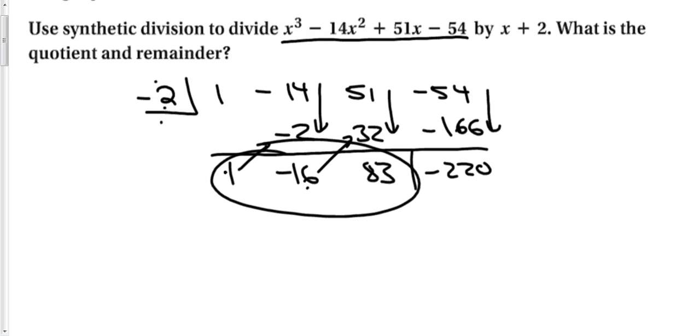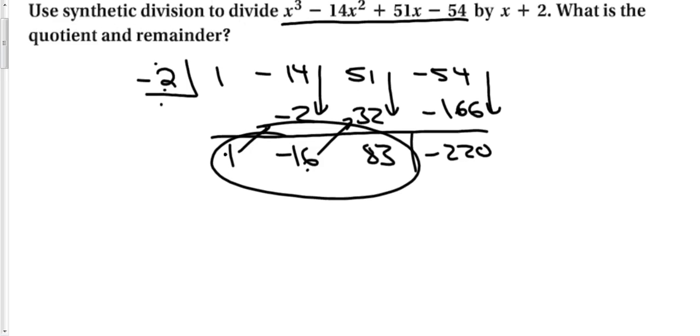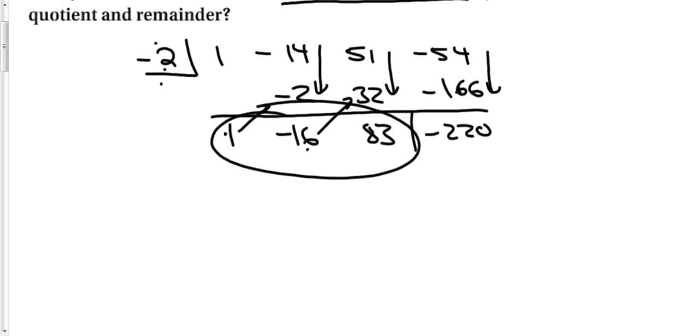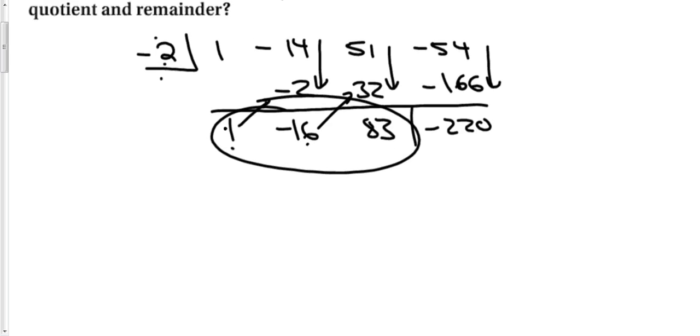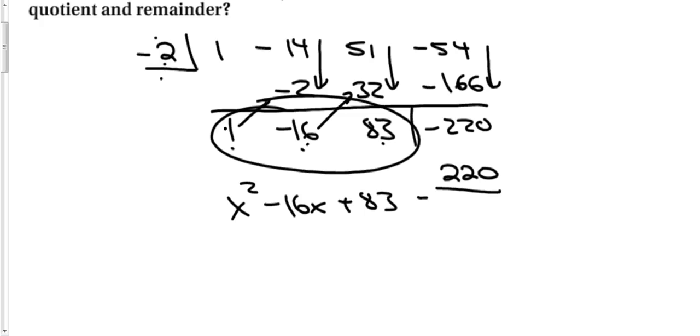So we are dividing x to the third by something with an x in it, which means that my degree is going to go down by 1. So instead of starting with x to the third, I'm going to start with x squared, and I use these three numbers as my coefficients. So I have x squared minus 16x plus 83, and then I just put my remainder, which is going to be a minus 220 over whatever it is I was dividing by.